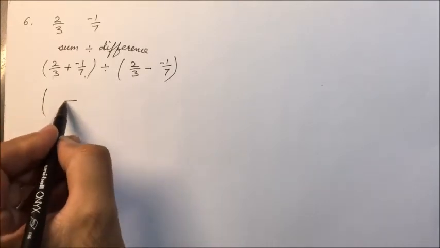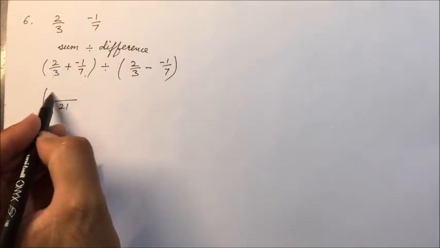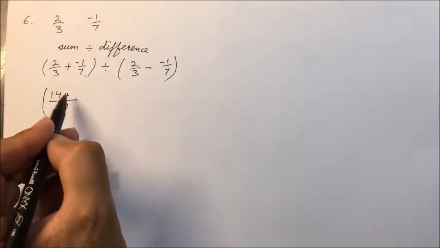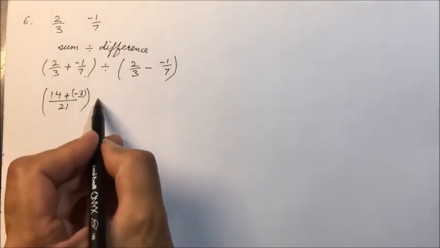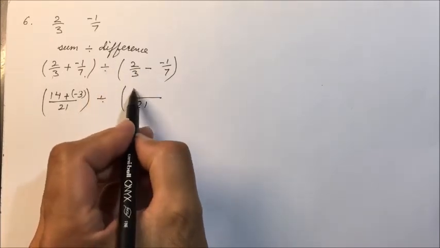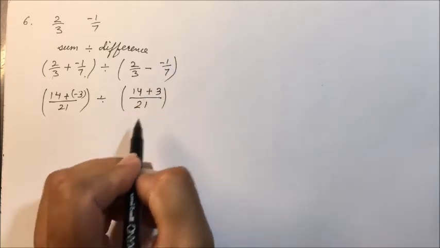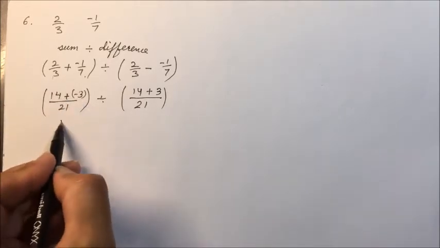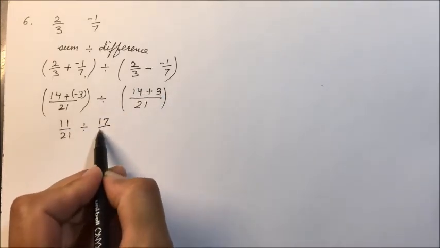Here the LCM will be 21. 3 7s are 21, 2 7s are 14, 7 3s are 21. So in the numerator it will be minus 3, divided by, again the LCM 21. Here it will be 14, minus minus becomes plus, plus 3. Here 14 plus minus 3, it is 14 minus 3, that is 11 upon 21 divided by 17 upon 21.